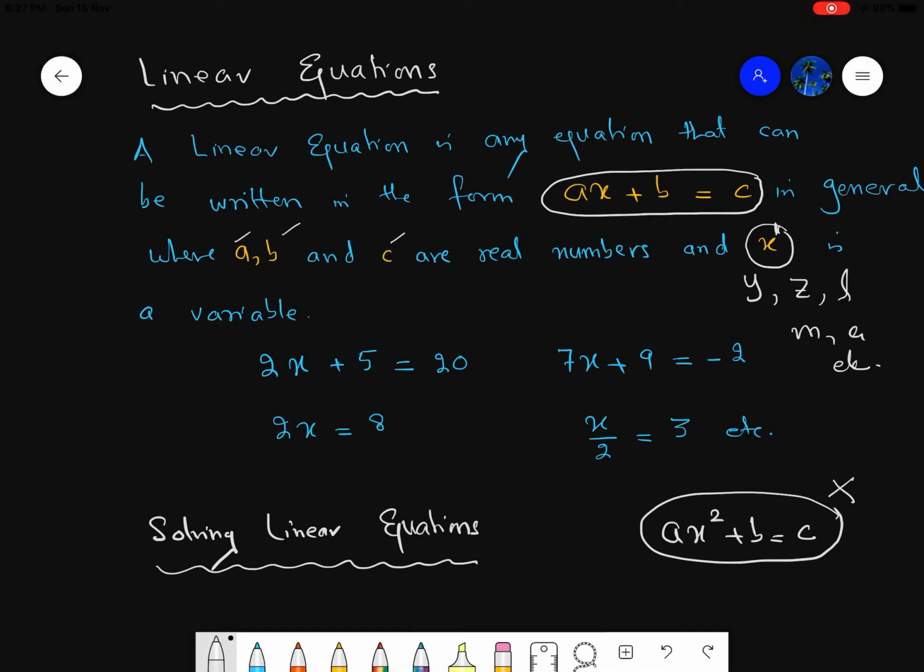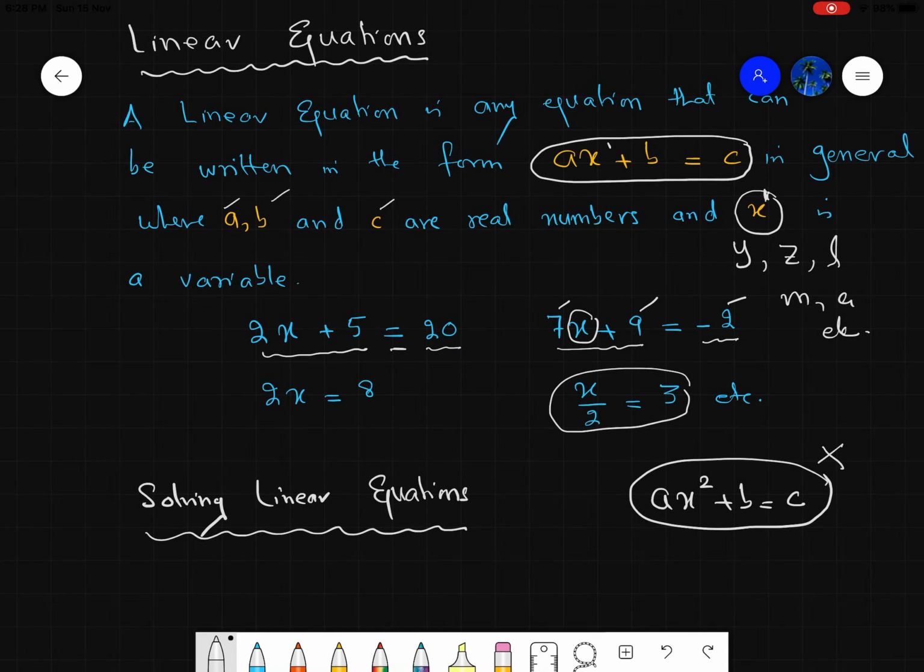So a linear equation has a variable x or y or z, any one variable. A single variable can be used, and the power of the variable is not more than 1. Some examples of linear equations include 2x plus 5 is equal to 20, 7x plus 9 is equal to minus 2. You can see that these are numbers and this is the variable. Similarly, it can be 2x is equal to 8, x over 2 is equal to 3, etc. So these are equations known as linear equations.